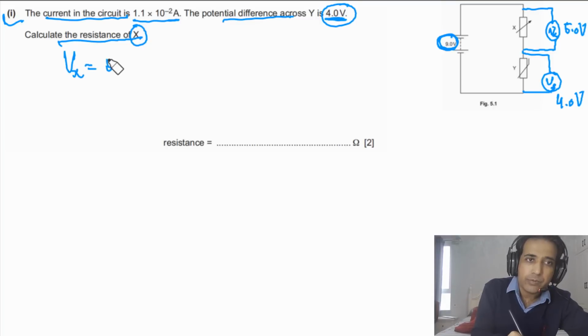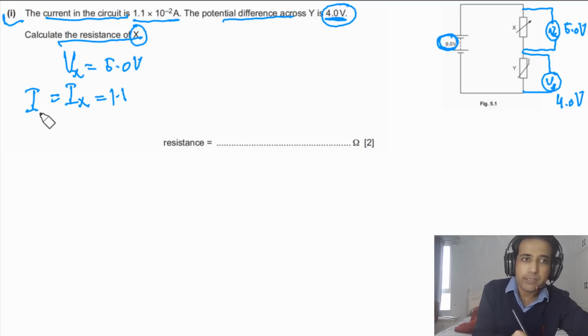Vx is equal to 5.0 volts and we have current in the circuit Ix, that is equal to 1.1, and this is the total current in the circuit as well. So current passing through X and Y is the same. So we can also say this is I total times 10 to minus 2 amps.